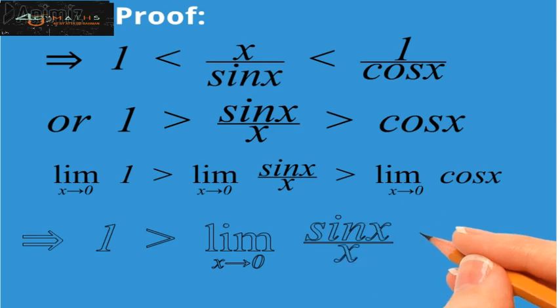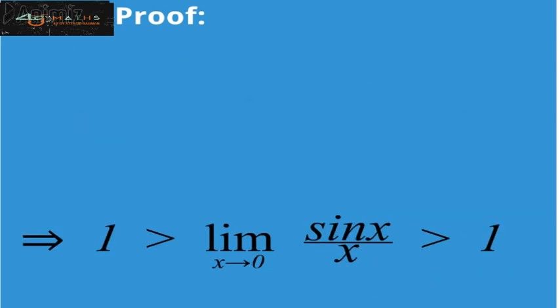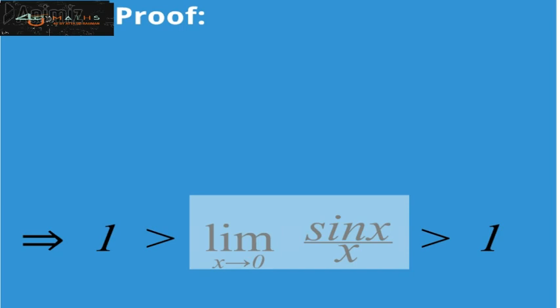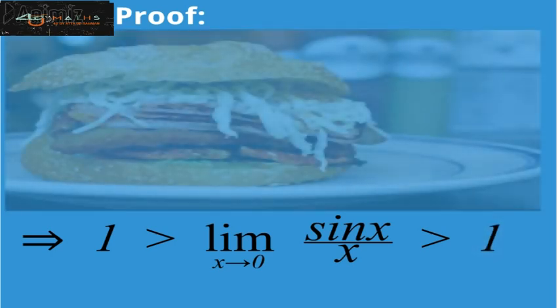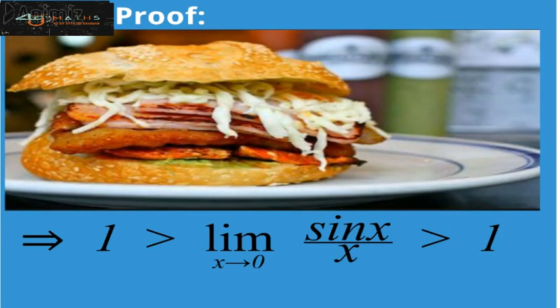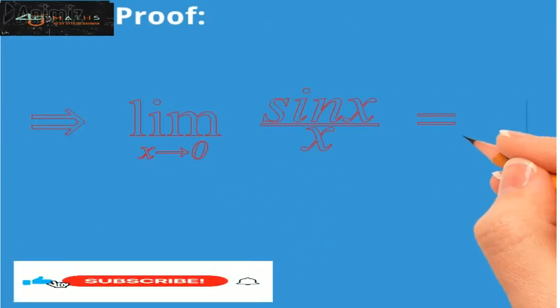Thus by the sandwich theorem, we see that limit x goes to 0 sin x by x is sandwiched between 1 and 1. Thus, by the sandwich theorem, we have limit x goes to 0 sin x by x is equal to 1.